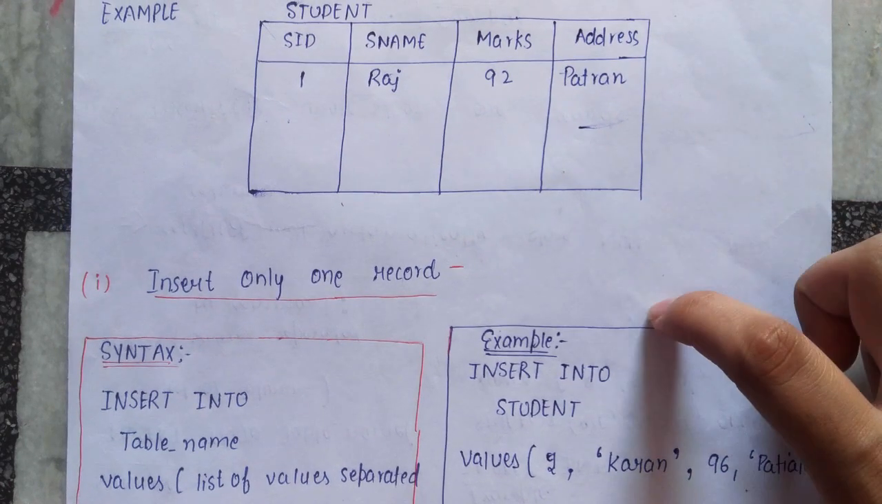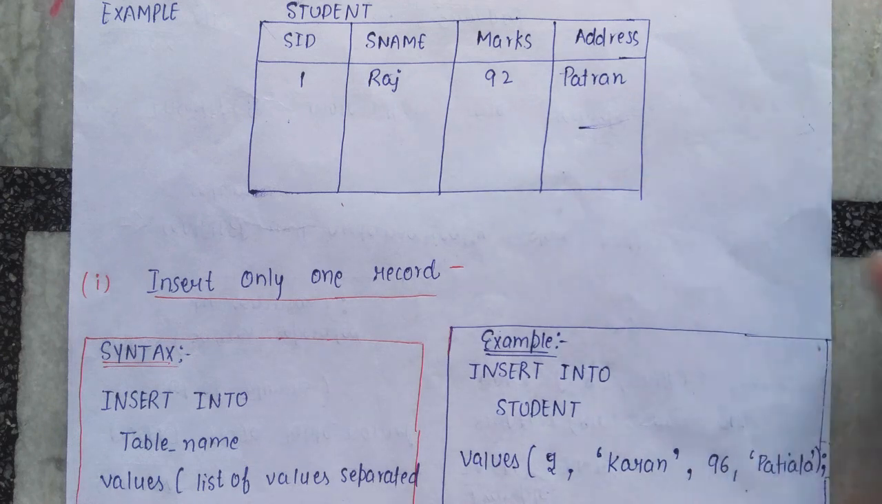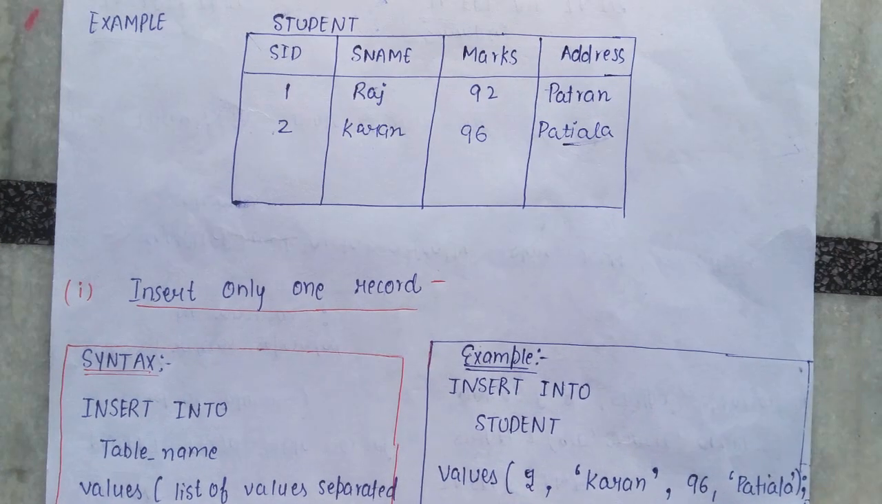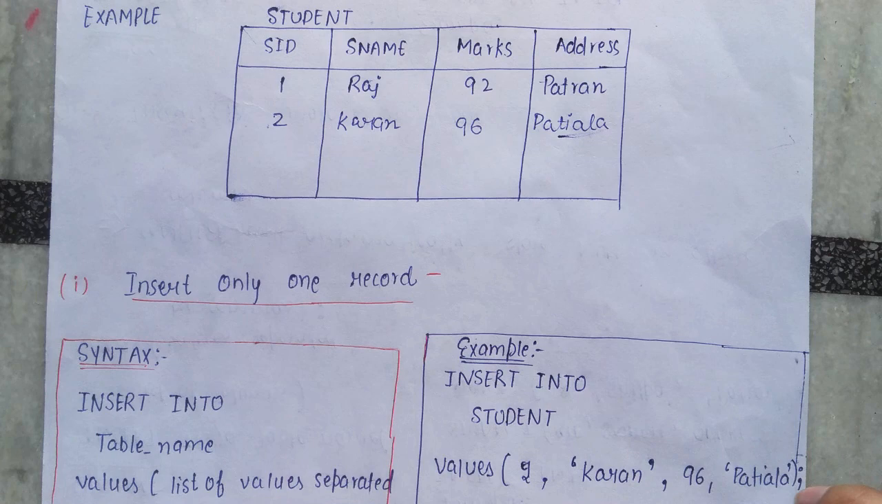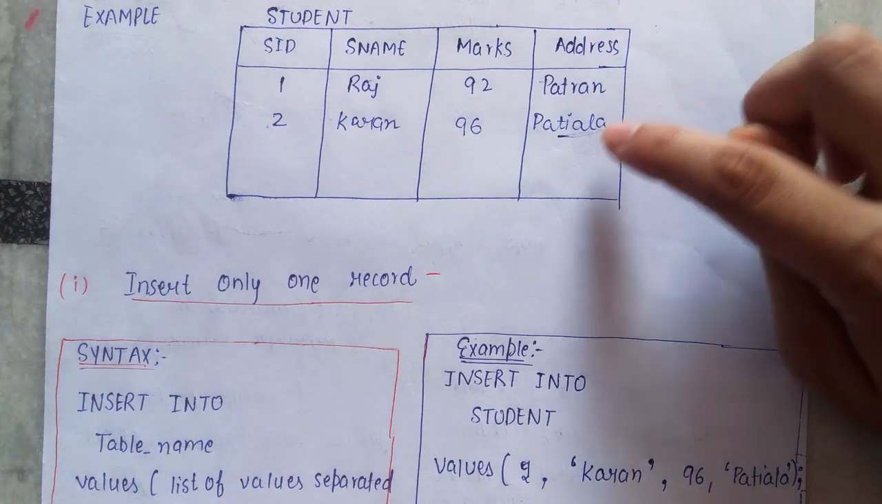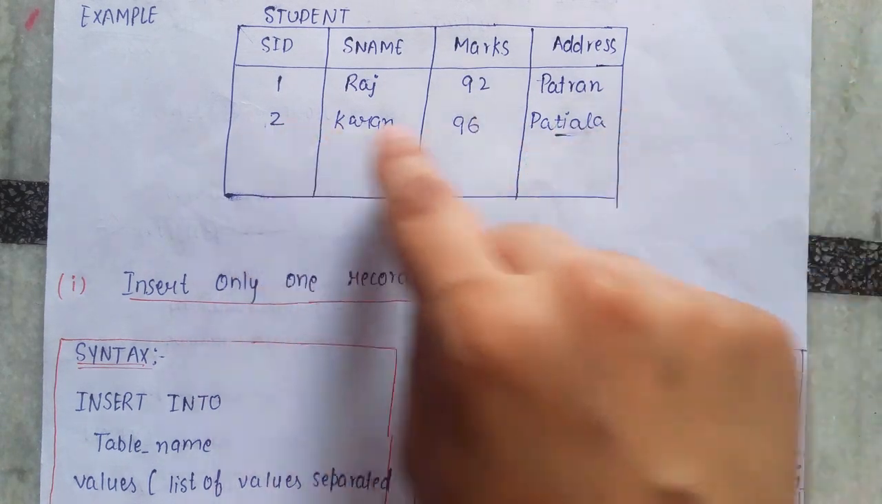So this is for the first case, if we want to insert only one record in the table. After firing this insert query, this record will be inserted in this row.